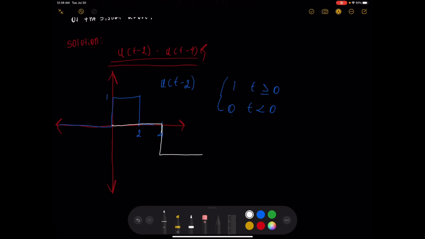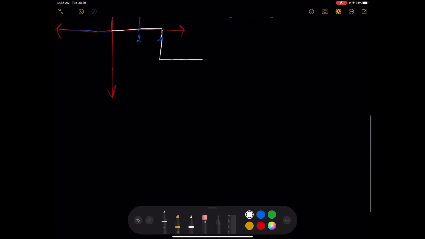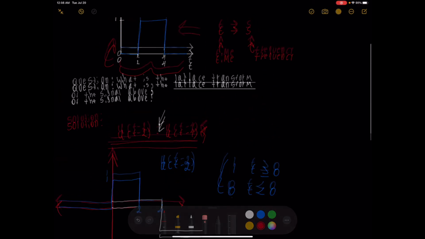That's what we have. The main reasoning why this is flipped upside down is because of this right here. We have this minus. Minus means that it's flipped, and so that's the main reason why u of t minus 4 is flipped. Once we combine those two signals, though, we will get the above, which is this, right?